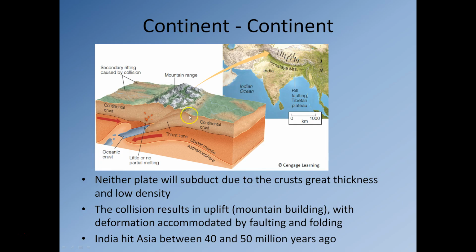Now the key point is this: because nothing is subducting and melting, that means no volcanoes. So continent-continent collisions do not have volcanoes. They do, however, have lots and lots of earthquakes because you have two very, very large pieces of crust banging into each other, which stresses the rocks, so you get lots of earthquakes.